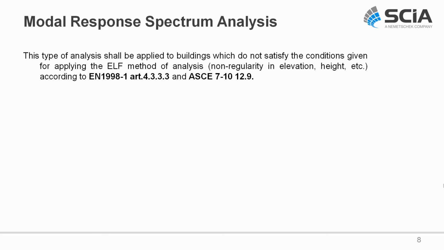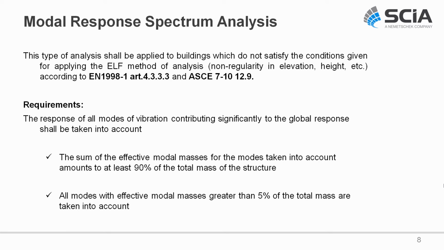But for this method, we also have some criteria that need to be met, such as the sum of the effective modal masses for the modes taken into account amounts to at least 90% of the total mass of the structure, and all modes with effective modal masses greater than 5% of the total mass are taken into account. These criteria are used in order not to underestimate the seismic load, and the first criterion is normally the one that causes the most problems or difficulties to achieve.